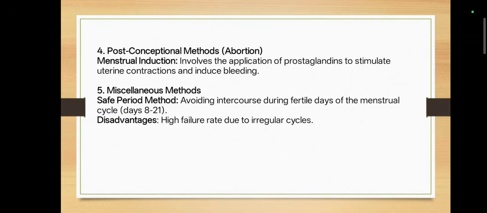Next is miscellaneous methods. Safe period method: avoiding intercourse during fertile days of the menstrual cycle, that is from day 8 to 21. Its disadvantage is a high failure rate due to irregular cycles.